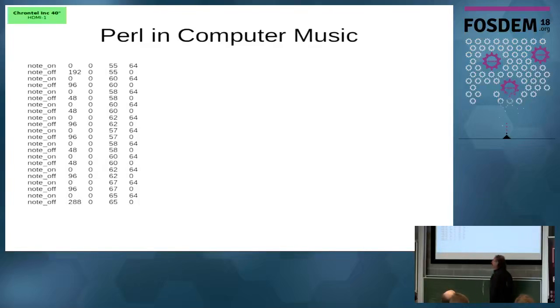Note on and note off are the most common events in MIDI, and it's very simple to understand. Note on simply means you strike a key, if it's a keyboard. And note off, you pick up your finger, you stop holding the key. The four parameters there are delta, channel, note, and velocity.